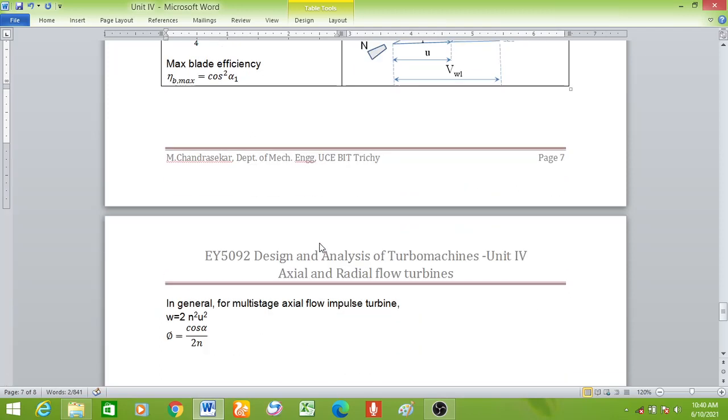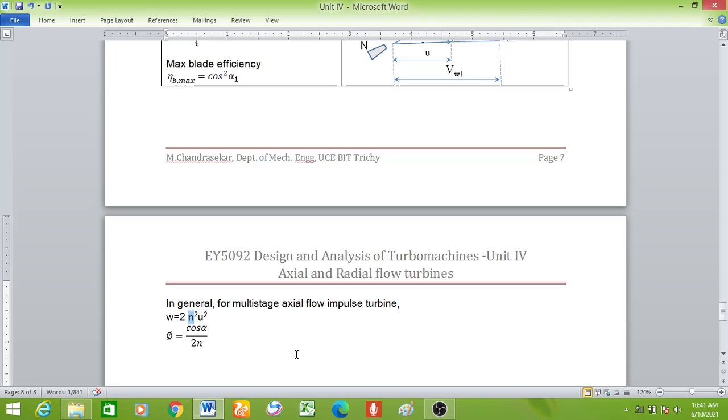Now I will generalize. In general, for a multi-stage axial flow turbine, I can write W is equal to 2 n squared u squared, where n is the number of stages. You substitute 1 for a single stage, what happens? It becomes 2u squared. You substitute 2 for a two stage, then what happens? 2 squared becomes 4, 4 into 2 is 8, so 8u squared. So this is the expression for the optimum work for a multi-stage axial flow impulse turbine: 2 n squared u squared, where n is the number of stages.